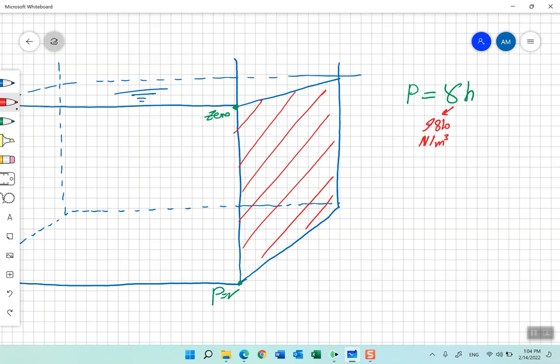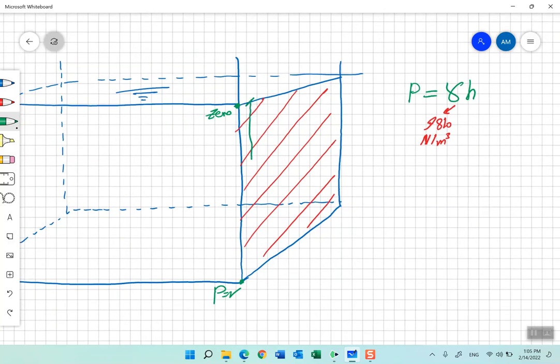What about H? In this case, H is the distance between the water surface and the point that you are interested in. At this point, the pressure was equal to zero because the distance is zero. There is no distance from the surface. This point is exactly at the surface. While at this point, the pressure has a value because I am this distance far from the water surface. Easy, right?